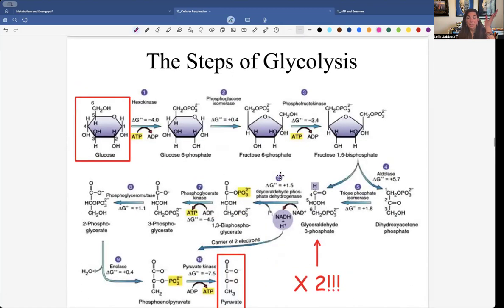So here are the steps of glycolysis. And right away, you can see that, oh my goodness, that's a lot of molecular details that are not necessary to understand at this point. But you need to understand the overall outcome. You need to know the outcome of this. So this is the first stage, remember, the glycolysis.